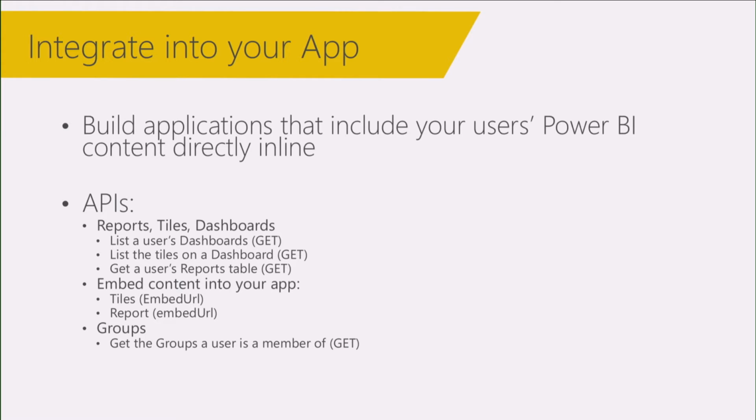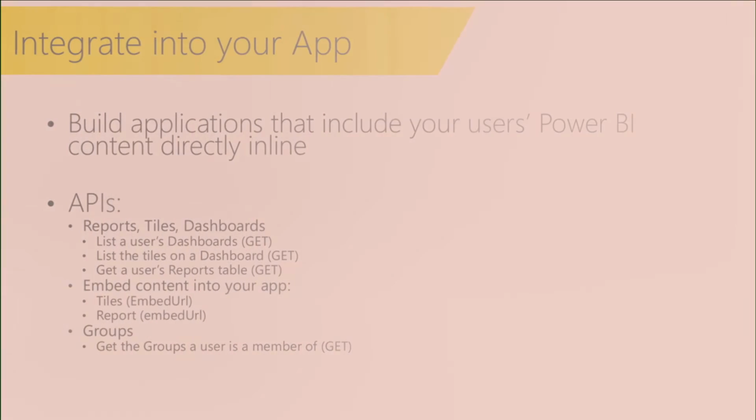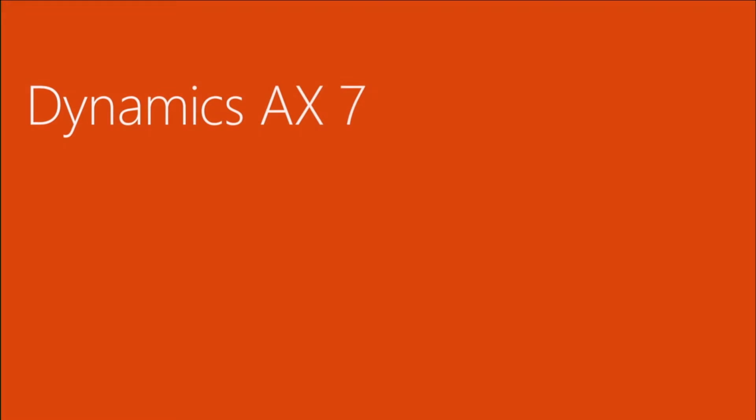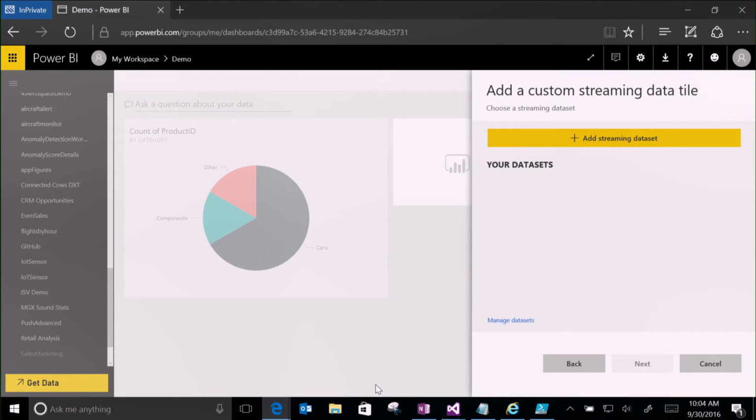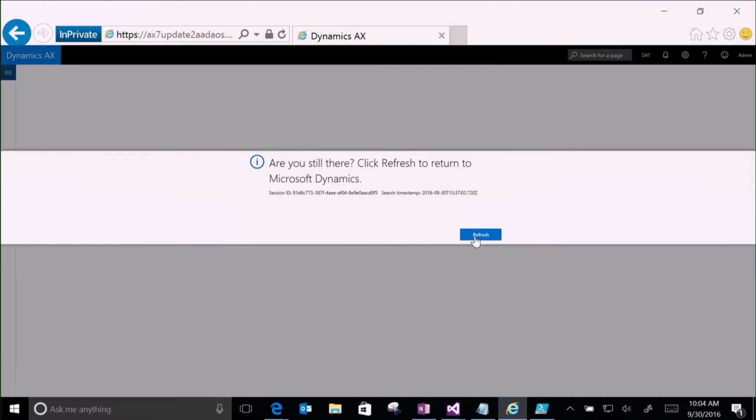But what about getting content out of Power BI? We have APIs that let you list all the reports, tiles, and dashboards that a user has. And then we have APIs that let you go ahead and embed that content. So let's show an example of that. I'll show Dynamics AX7, which is a product from the Dynamics team for operations. I think I talked too long because it timed out.